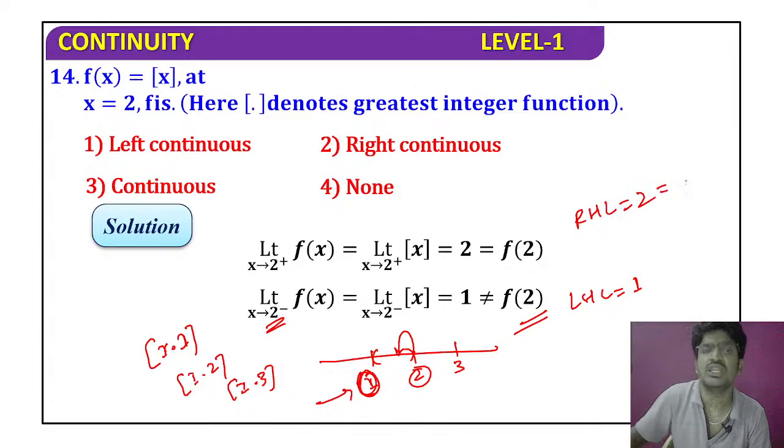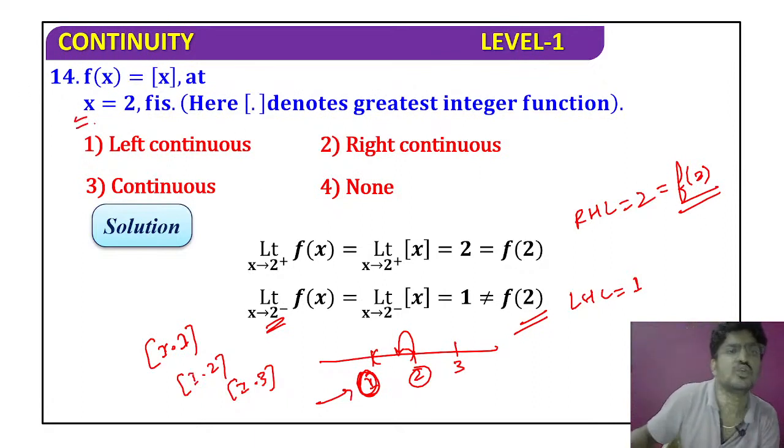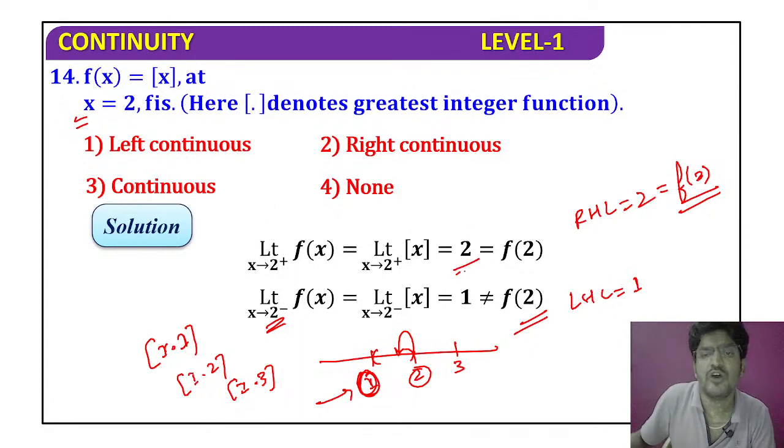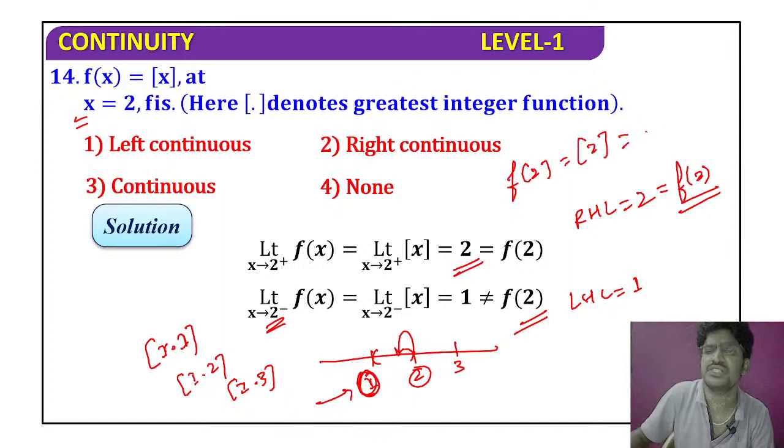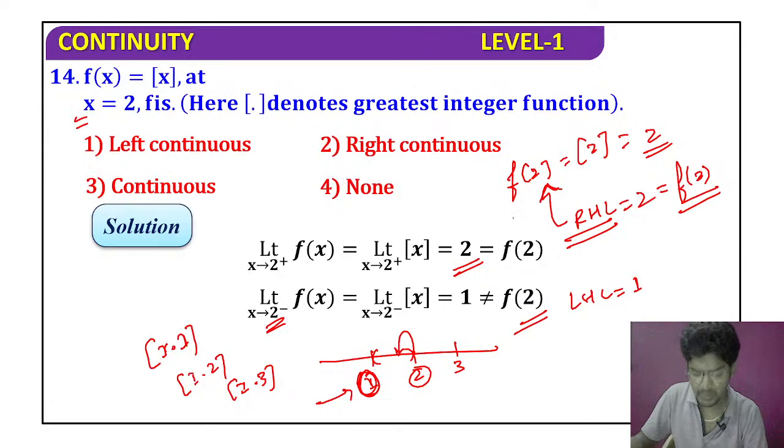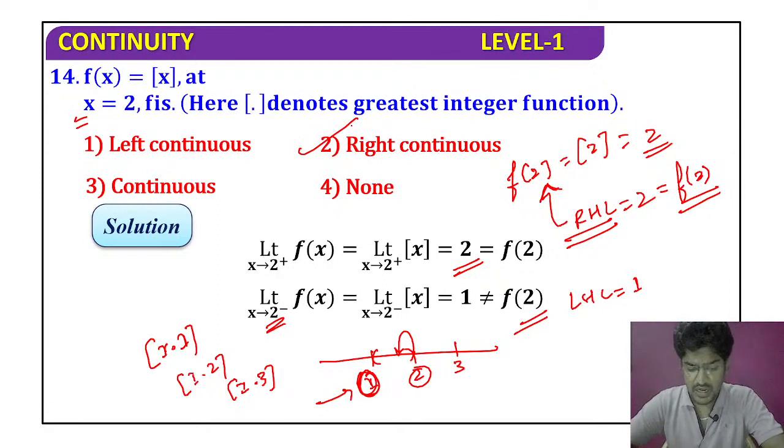That means RHL is going to be equal to f of 2. See here, at x equal to 2 they are asking. So f of 2 is what? Greatest integer of 2 is 2. Clear? So therefore RHL and f of 2 both are going to be equal. Therefore it is going to be right continuous.